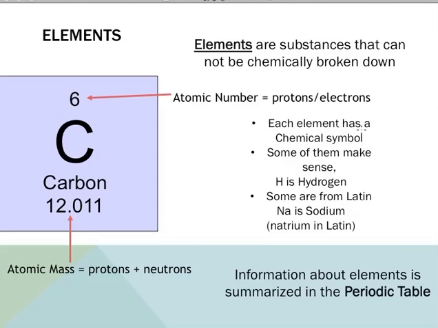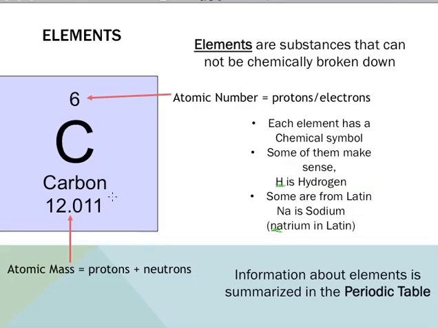An element is a substance that cannot be chemically broken down. If you look here, this is one element from the periodic table of elements. This is carbon, so it's got the big C. Some of them, the names make total sense. Carbon, C. Hydrogen is H. Some of them don't make as much sense, like sodium is Na. It's because the names are actually from Latin. So sodium in Latin is natrium, so natrium Na.